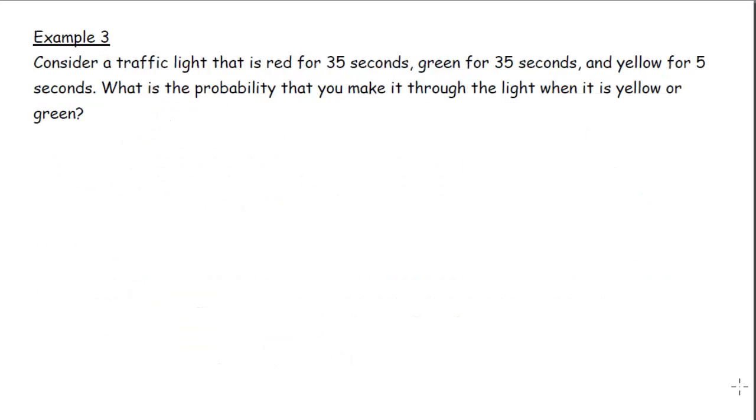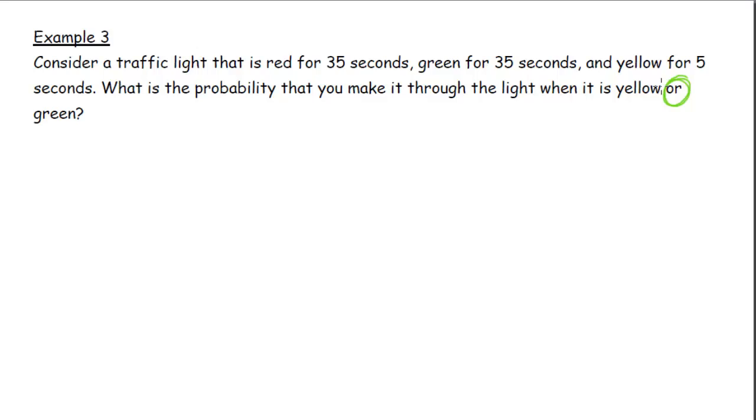So in example 3, we're considering a traffic light that is red for 35 seconds, green for 35 seconds, and yellow for 5 seconds. What is the probability that you make it through the light when it is yellow or green? So again, here we see an or.